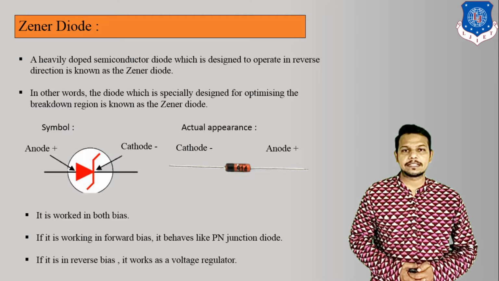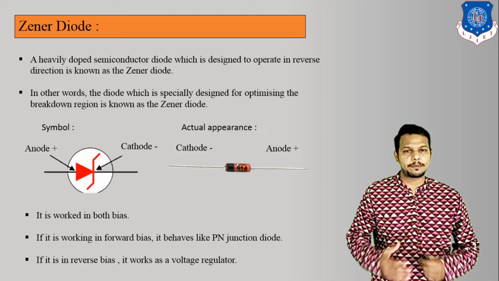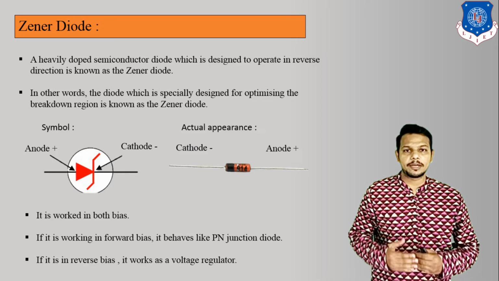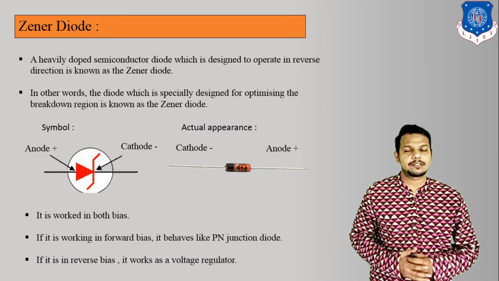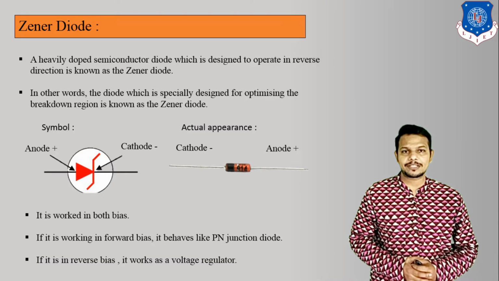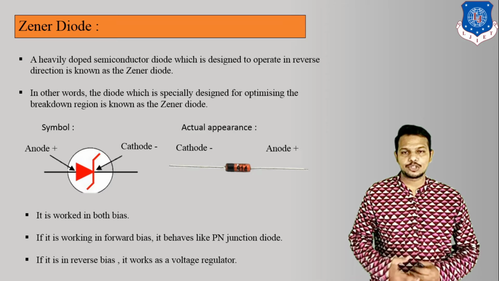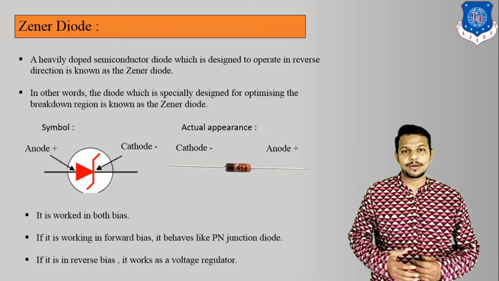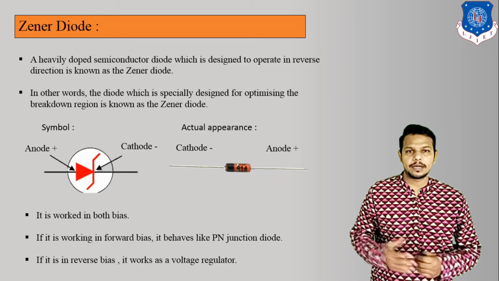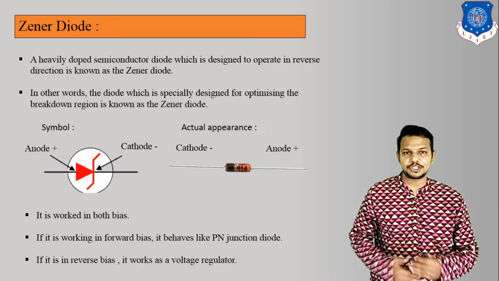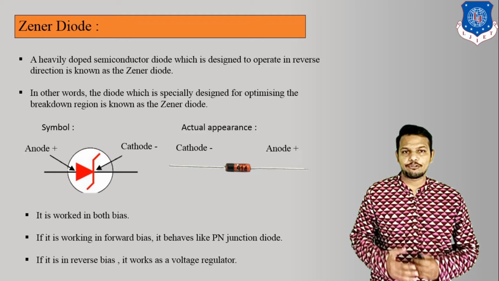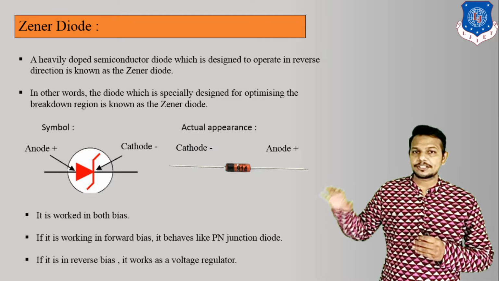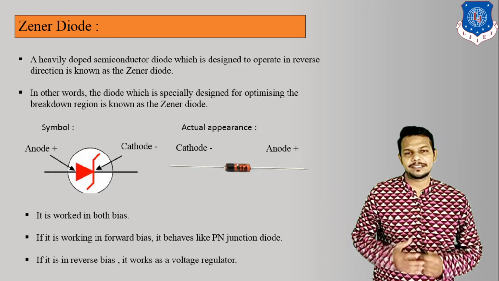So here we can see the Zener diode. A normal PN junction diode, if we add impurities, becomes a Zener diode. A heavily doped semiconductor diode which is designed to operate in the reverse bias direction is known as a Zener diode. In other words, the diode which is specially designed for optimizing the breakdown region is known as a Zener diode.